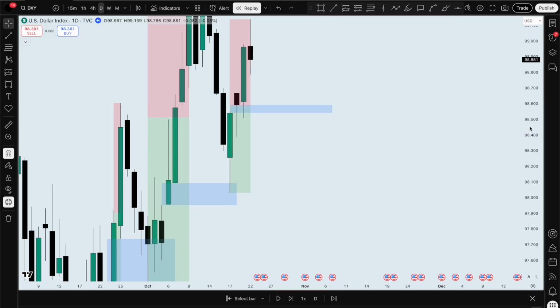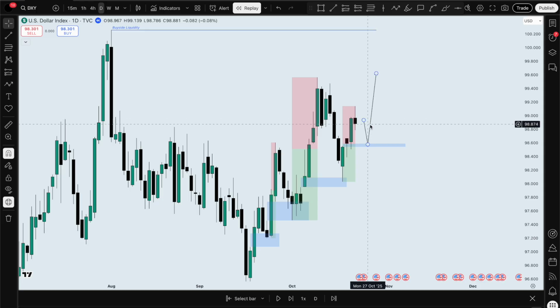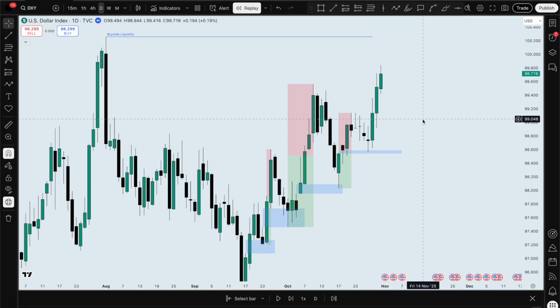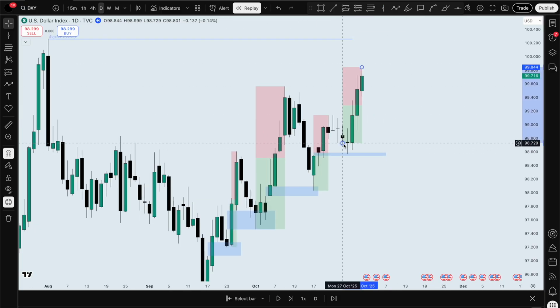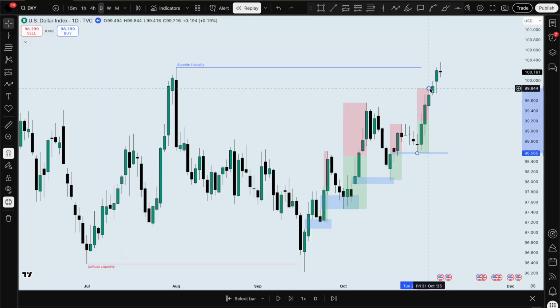Right here. Okay, so price will come down into this PD array, then go up again. Okay, so we want to see price displace up. Now we have another range here from range low to range high, and price will then reach our target here.